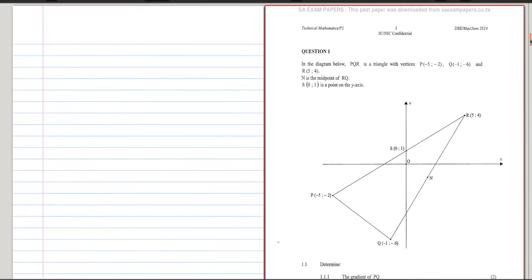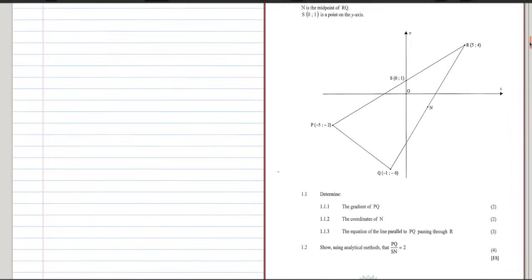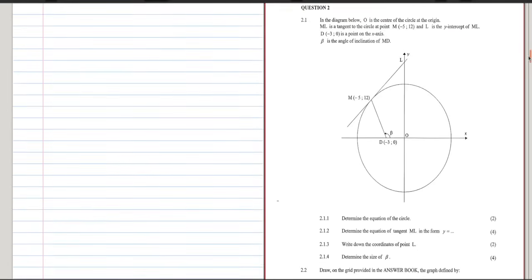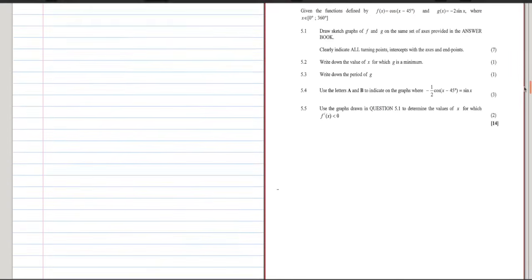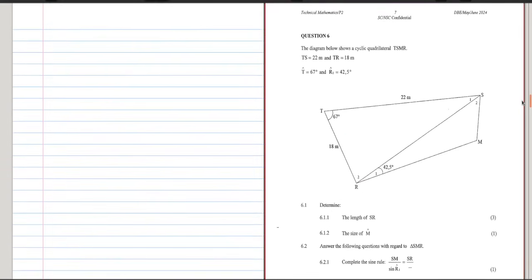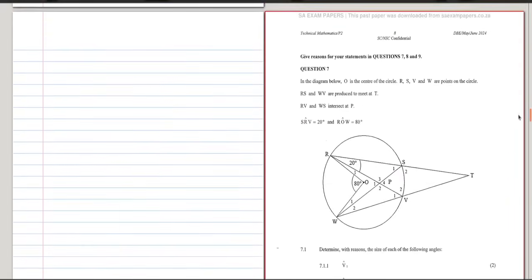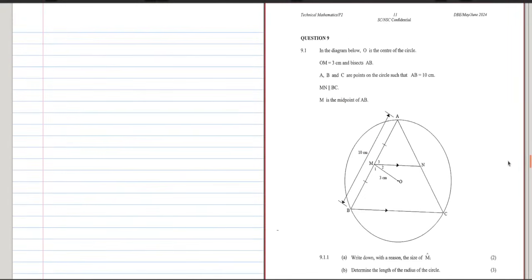So we have question 1. Question 1, it's analytical geometry. Question 2, it's another analytical geometry question. Question 3, question 4, trigonometry. Question 5, another trig question. Question 6, it's also trigonometry. Question 7, Euclid. Question 8, another Euclid question. Question 9, still on Euclid.